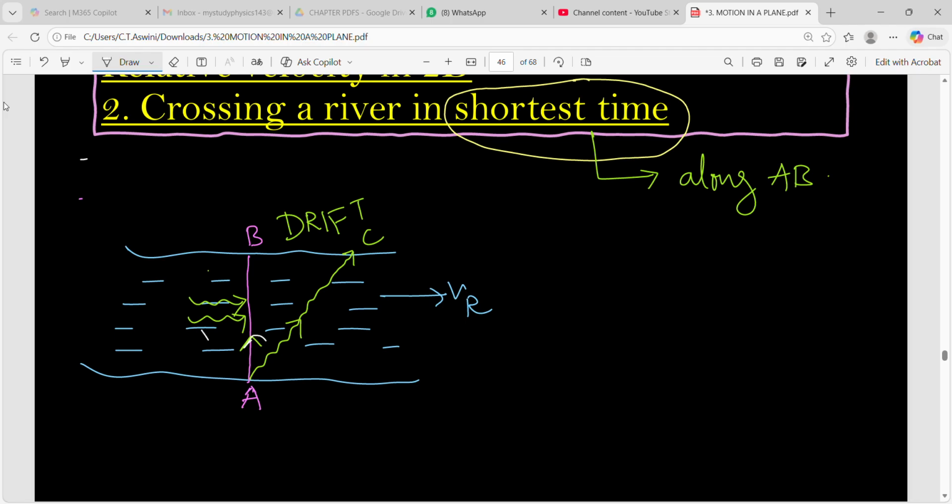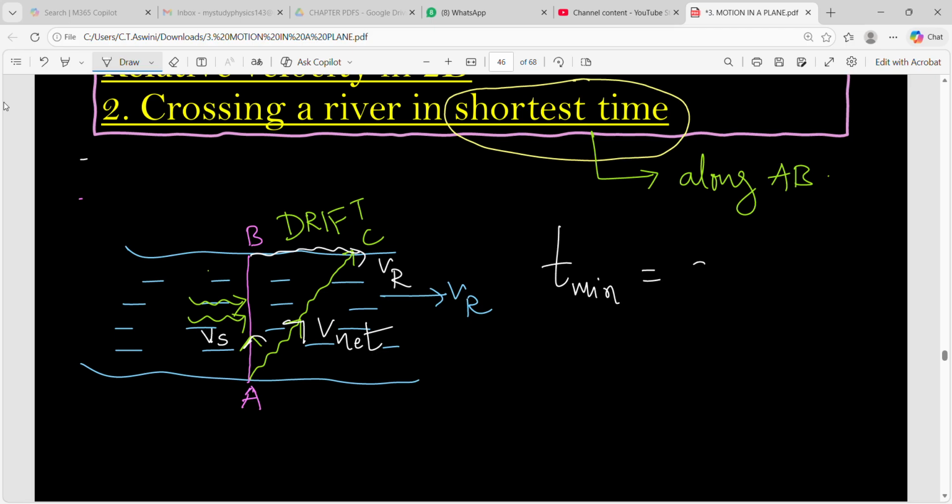This is the velocity of the swimmer, this is the velocity of the river, and this is the resultant velocity, or the v net of swimmer and river. Any difficulty? Kindly understand. If the swimmer has to cross a river in the shortest time, he has to swim along AB. The river will push him and the swimmer is forced to move along AC. And what is this gap between B and C? It is drift. Now, how do we find that shortest, minimum time?